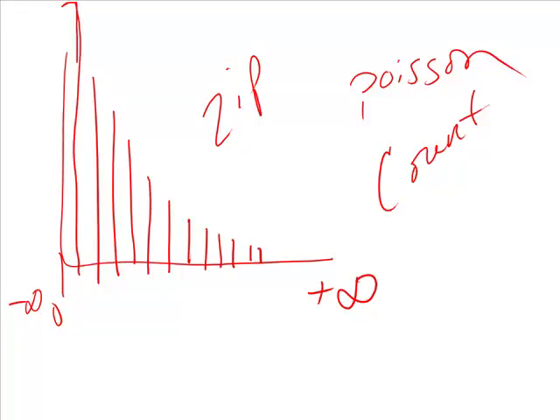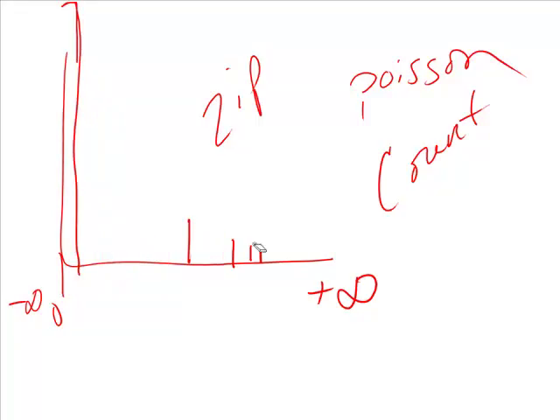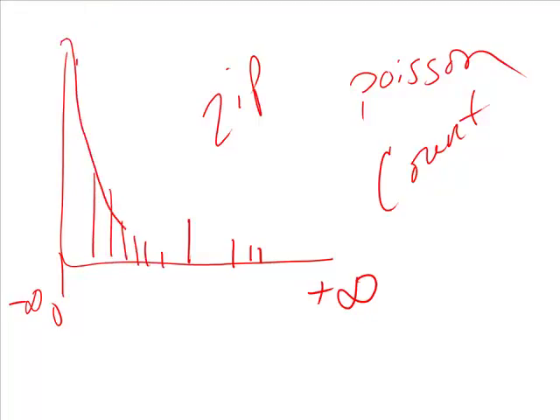So that would be a distribution that would have a very tall start because you're going to get mostly zeros. And then it's going to get really short really quick. That's a zero inflated Poisson.